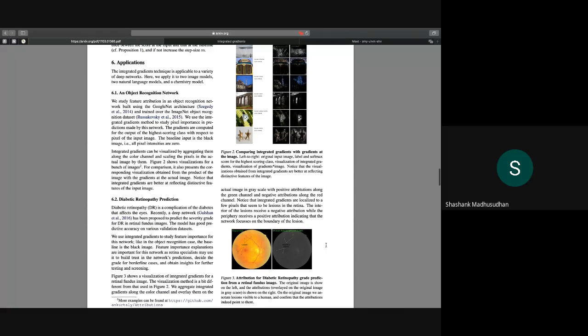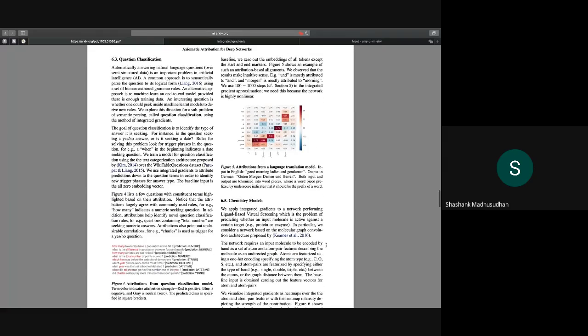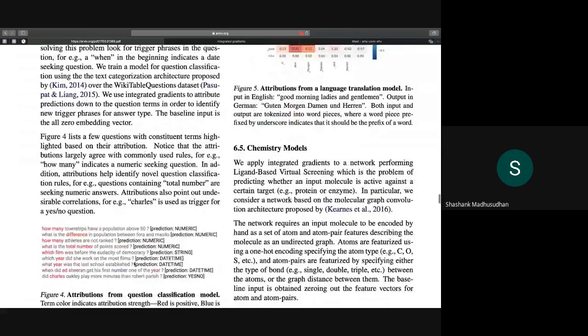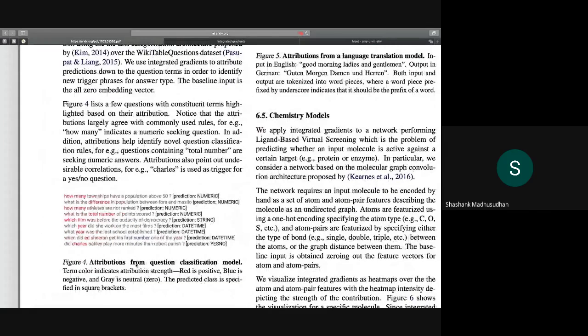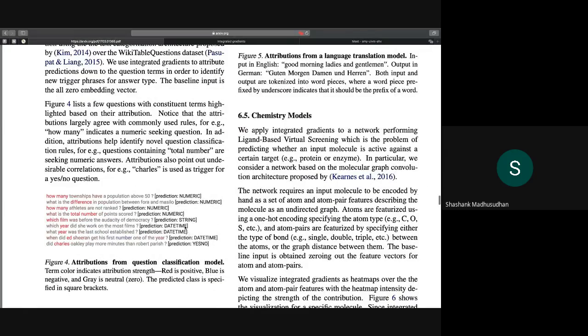If you look at the applications of this, let's say question classification. Here, you need to classify what type of question it is. Let's take this example: which year did she work on the most films? It's a date time question, and we can see that the most attribution is going to year. It makes sense that it should go to year because it's a date time question.